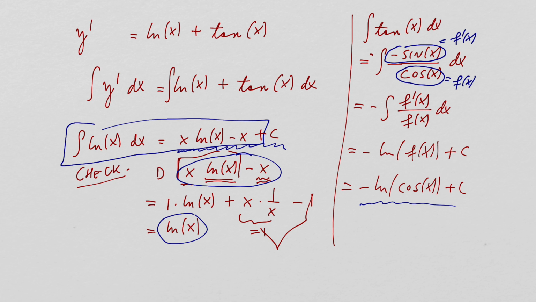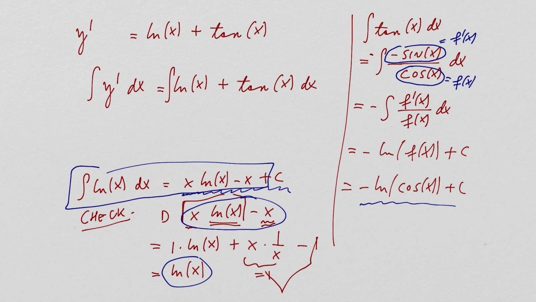Let's see. In the left hand side we get that the integral of the derivative is y, and we can substitute our integrals here. We have x times ln x minus x, and then minus ln of cosine of x, and maybe some constant. Here is the solution.